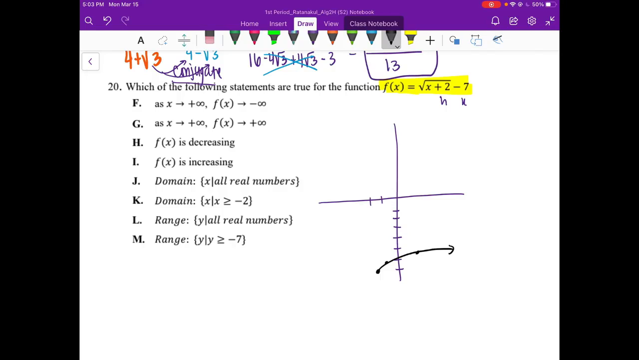Okay, so looking at f and g, as x goes to positive infinity, f of x is going up, so it's going to positive. We have a positive function, so we are constantly increasing. Since we have this starting point, the domain is not all real numbers. It starts right here at -2, so k is correct. And the range starts down here at -7. So those are all the statements that are true.